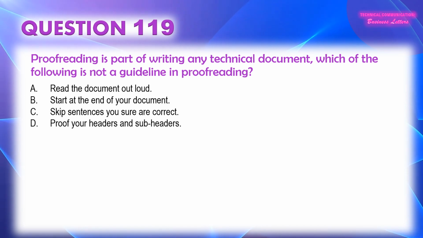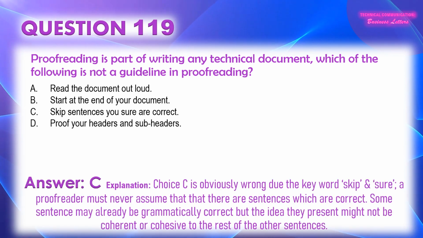Question 119. Proofreading is part of writing any technical document. Which of the following is not a guideline in proofreading? Answer C. Skip sentences you are sure are correct. Choice C is obviously wrong due to the keywords skip and sure. A proofreader must never assume that there are sentences which are correct. Some sentences may already be grammatically correct, but the idea they present might not be coherent or cohesive to the rest of the other sentences.